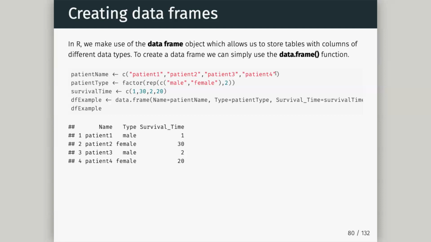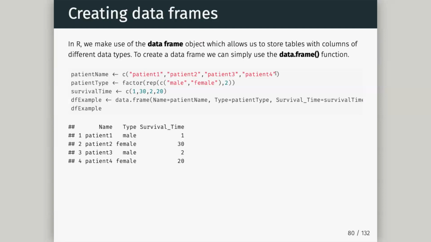And then I want a column called survival time. And I have survival time. So naming the columns I want within this data frame argument, then I'm assigning to those names the actual values I want to get. And then we have our data frame.